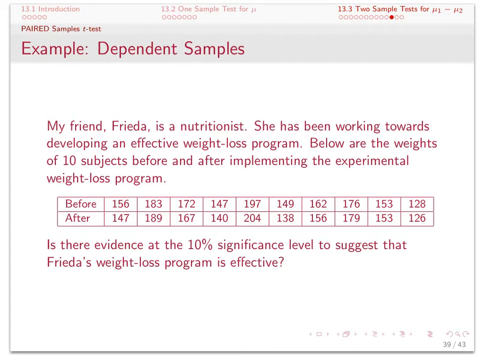And the way you want to think of this is that when you look at that first column where the before weight is 156 and the after weight is 147, those measurements come from the same person included in her weight loss program. Likewise, the second column gives you the before and the after weights for a different person in the program, but they're definitely pairing the before and the after weights for the same individuals. So our question is, is there evidence at the 10% significance level to suggest that Frida's weight loss program is effective?